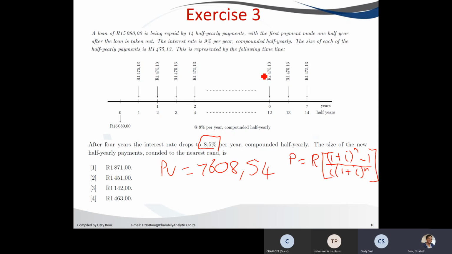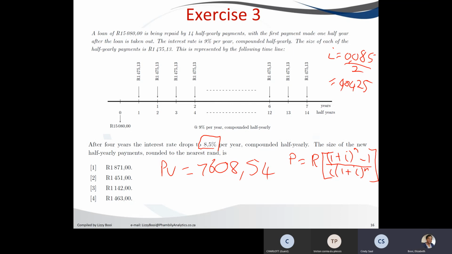Remember, your i in this instance is still 0. No, it's no longer 0.045, remember that. It is 8.5, so you will have to say 0.085 divided by 2. You calculate that: 0.085 divided by 2 equals 0.0425. That will be your interest.